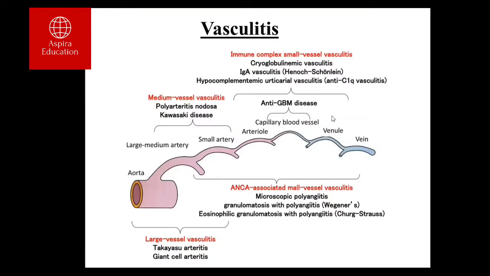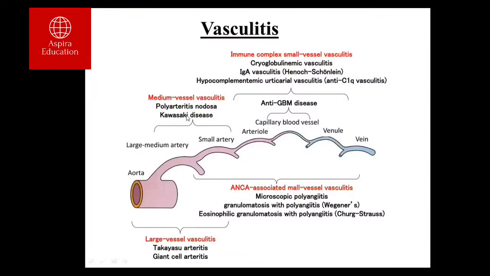Now, this is the classification of vasculitis, which we had discussed in the previous session. Vasculitis is basically inflammation of the vessel wall. We can classify them based on the size of the vessels involved. Larger vessels such as the aorta and their branches are involved in what's called large vessel vasculitis. We have two examples, Takayasu arteritis and giant cell arteritis. In medium vessel vasculitis, the smaller arteries such as the mesenteric and renal arteries are affected. Examples are polyarteritis nodosa and Kawasaki disease.